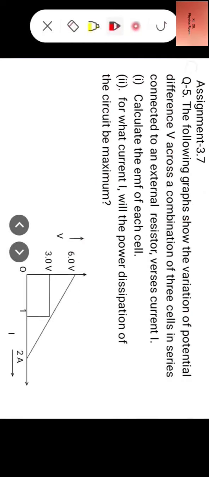Okay. Now assignment 3.7 continued. Question number 5. The following graph shows the variation of potential difference V across a combination of 3 cells in series connected to an external resistance versus current I. First, calculate the EMF of each cell. Second, for what current I will the power dissipation of the circuit be maximum?